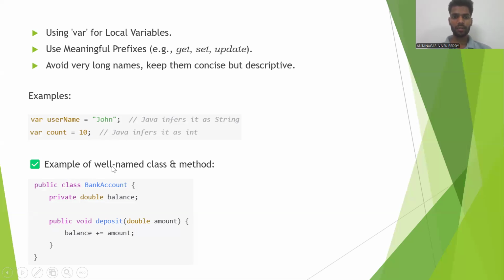And this is an example for a well-named class and method. public class BankAccount, this is a camel case notation, and the starting letter of the class should start with capital. And this deposit is a method name and it is in lowercase letters.